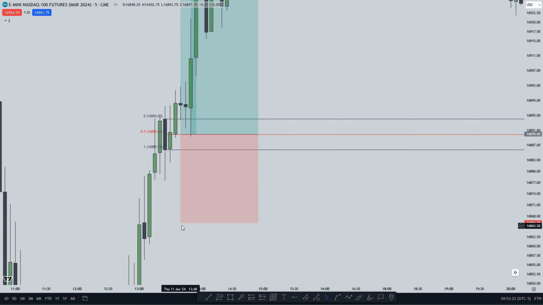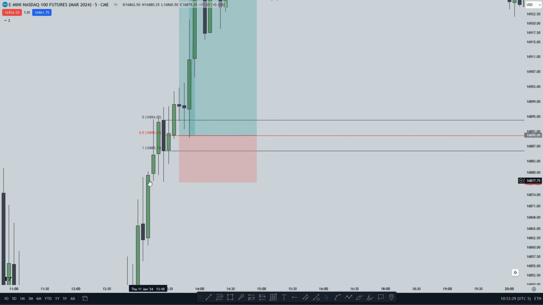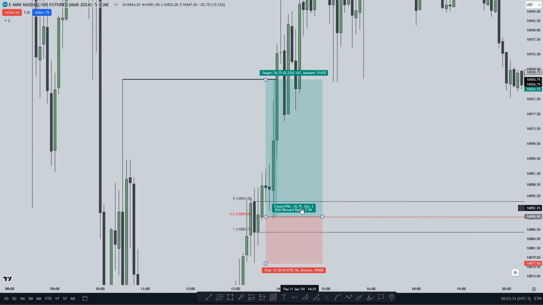So in that case, I have to put a more strict stop loss, and put my stop loss maybe at the low of the order block and hope that the order block wouldn't get invalidated. So in that case, we'll make a 2.9 risk reward ratio.